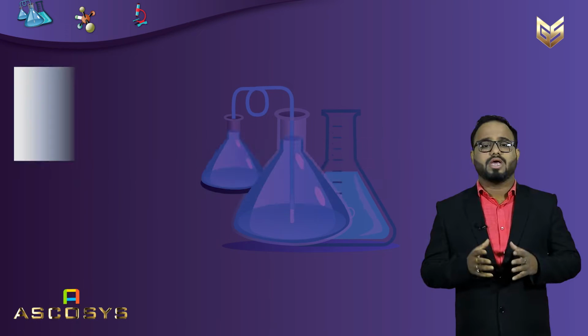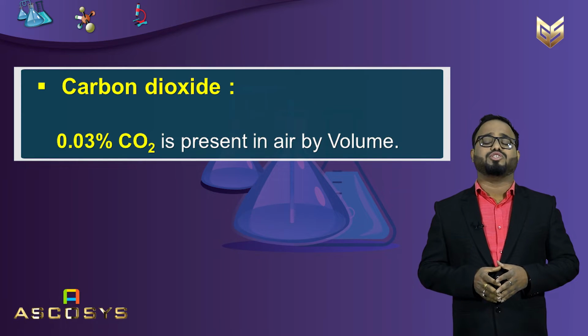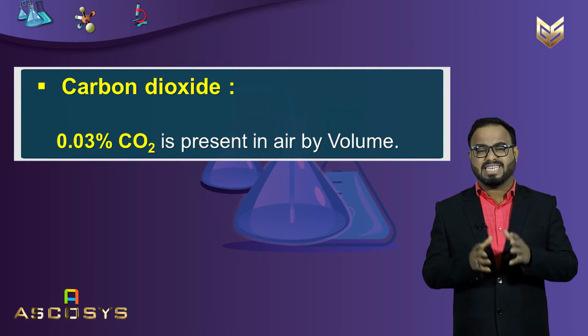Oxides of carbon. Carbon dioxide is present at 0.03% in air by volume, that is the concentration. Major sources: number 1, burning of fossil fuels; number 2, decomposition of limestone during the manufacture of cement; number 3, emitted during volcanic eruption; number 4, carbon dioxide is released into the atmosphere by respiration.